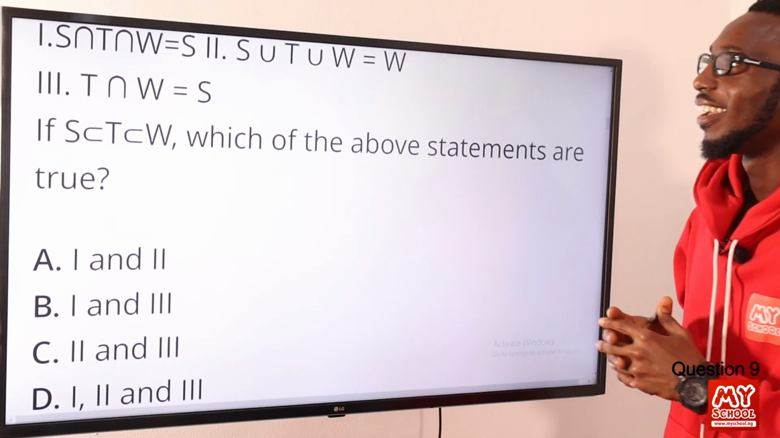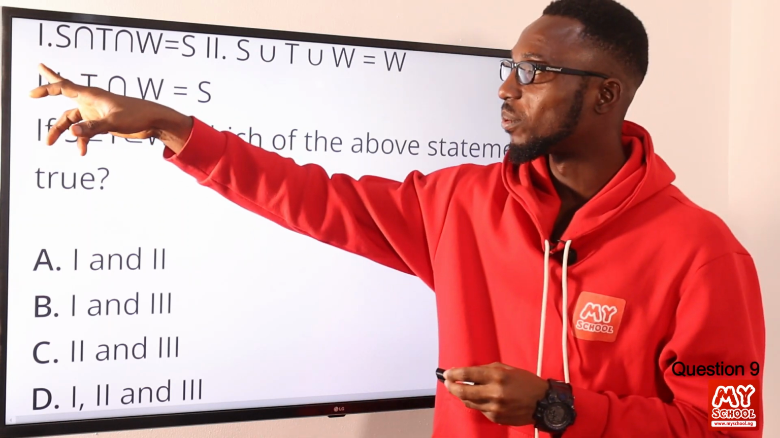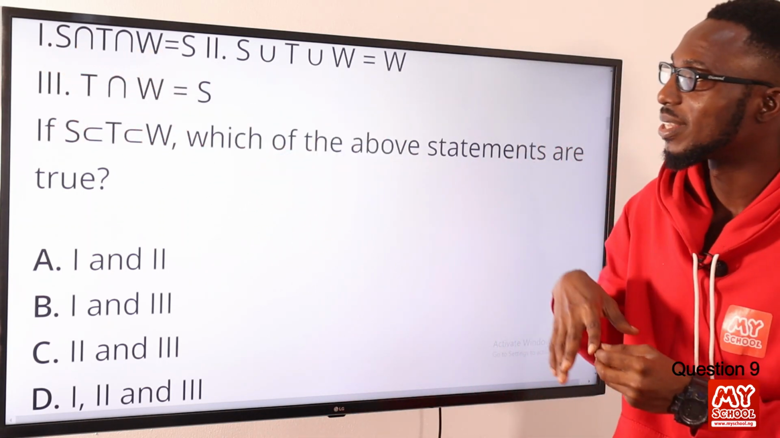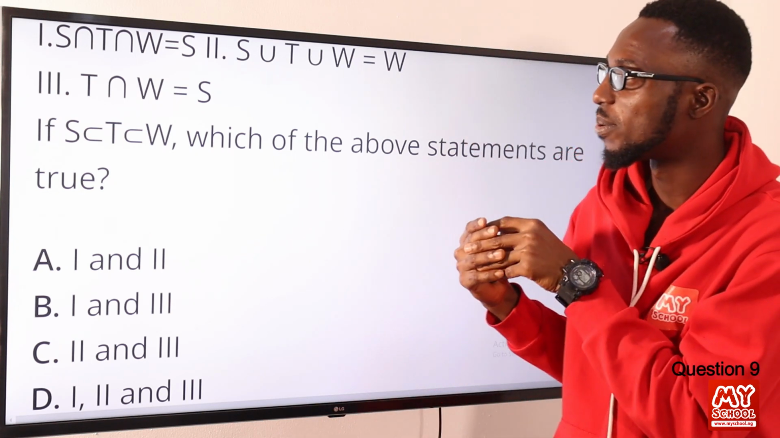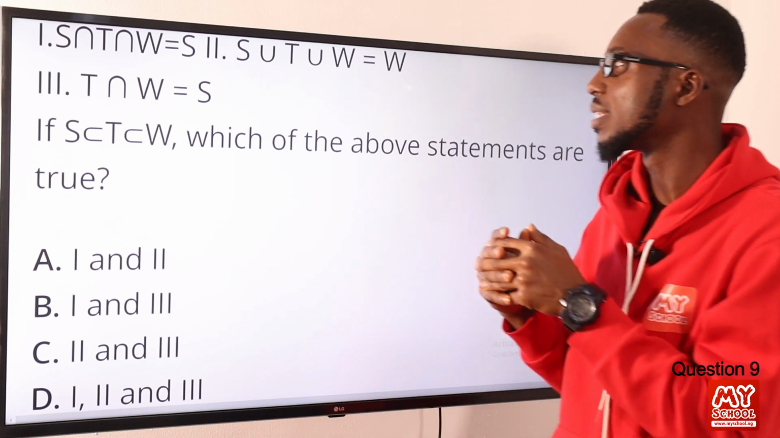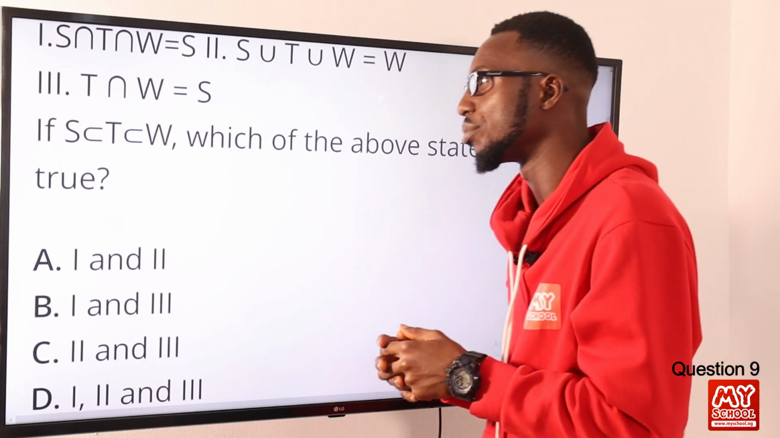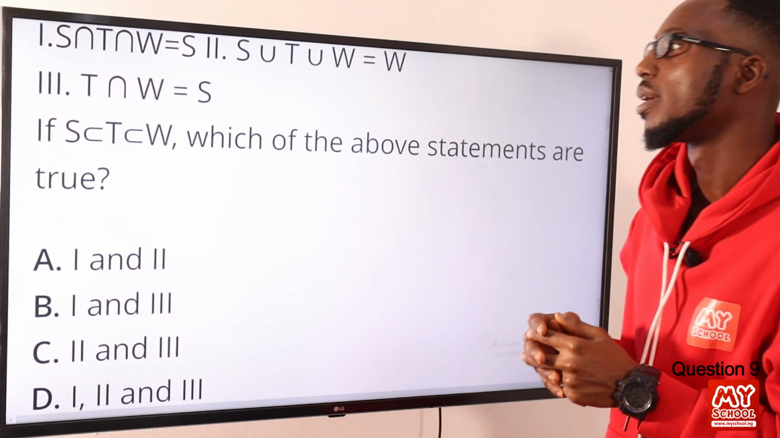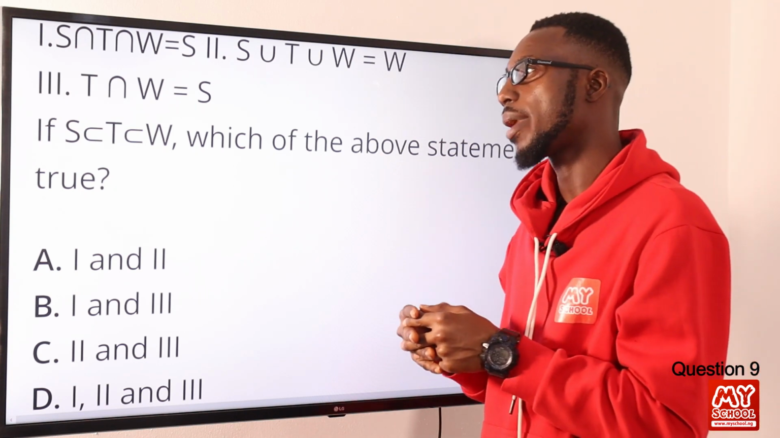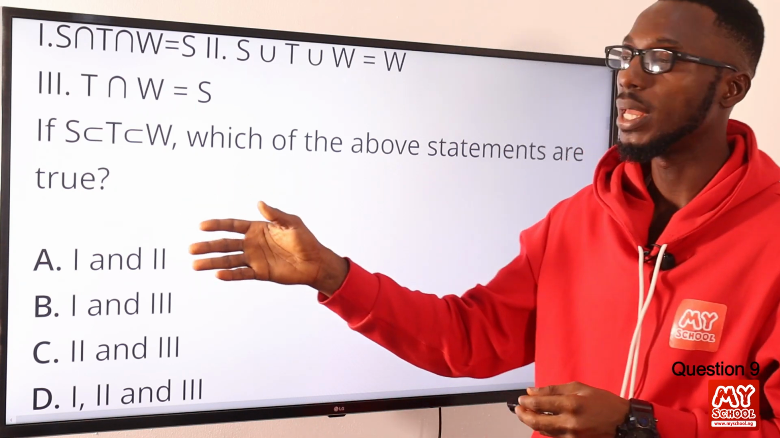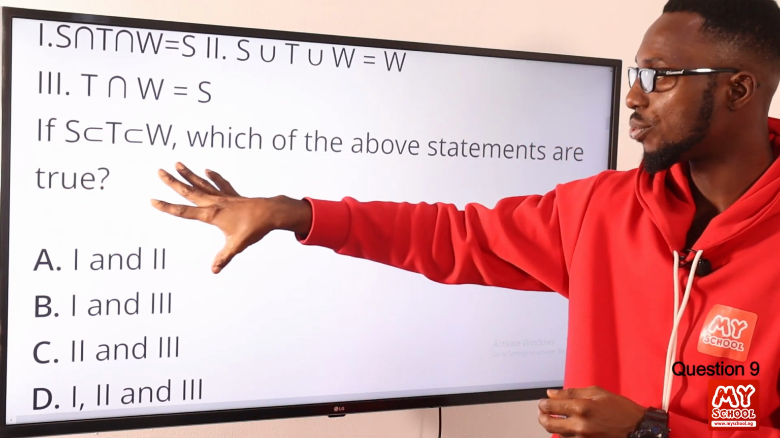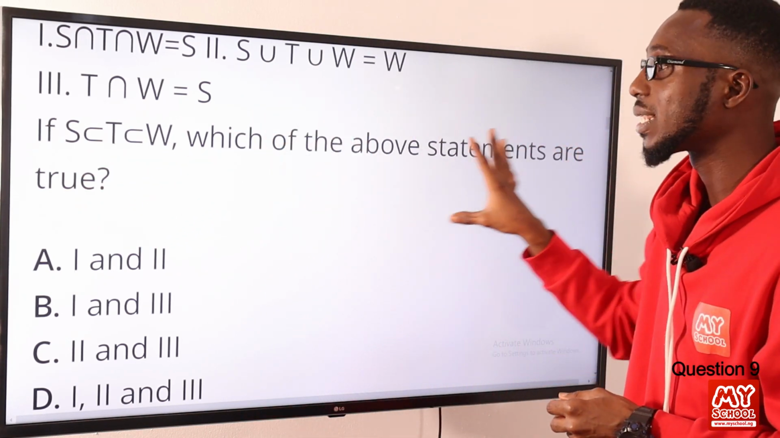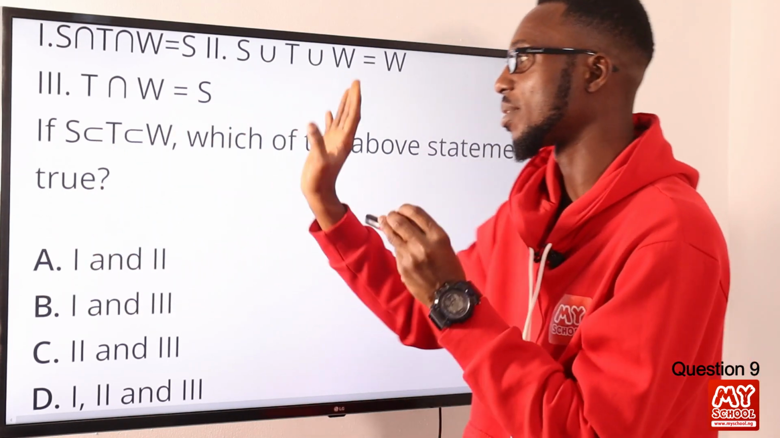9. We have Roman figure 1: S intersection T intersection W gives you S. Roman figure 2: S union T union W gives you W. Roman figure 3: T intersection W gives you S. You can see from here, if S is a subset of T and T is a subset of W, which of the above statements are true? So all we need to do is sort it out from here.